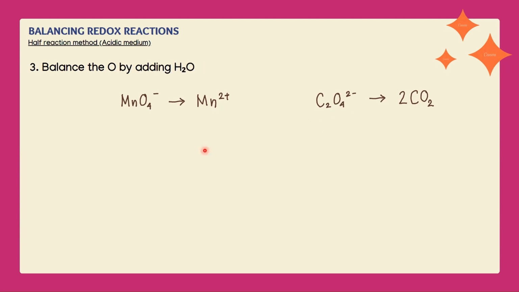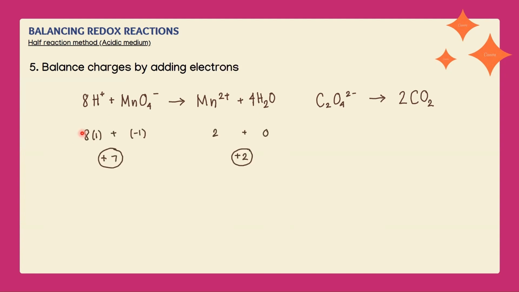Next, we will balance the oxygen by adding water. Since there are 4 oxygen here, we will be adding 4 water on the product side to make it balanced. While here, we could see that this is already balanced since we have 4 oxygen on the reactant and product side. After adding the water, we're going to balance the hydrogens by adding hydronium ions. Since there are 2 times 4, 8 hydrogens on the product side, we will be adding 8 hydronium ions on the reactant side.